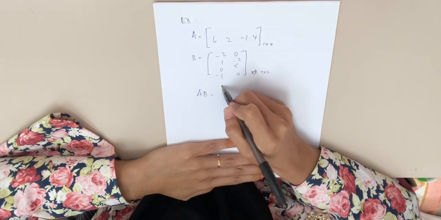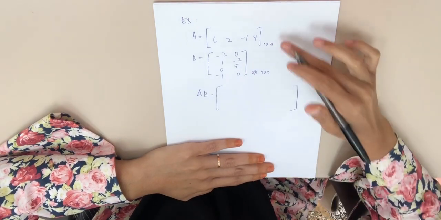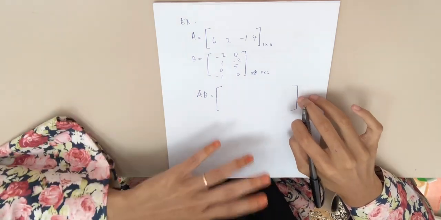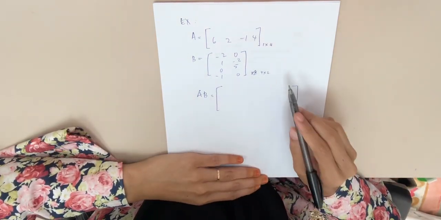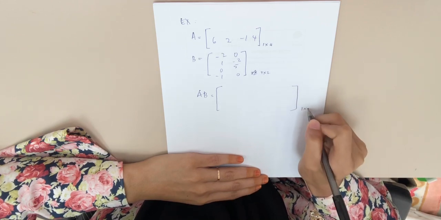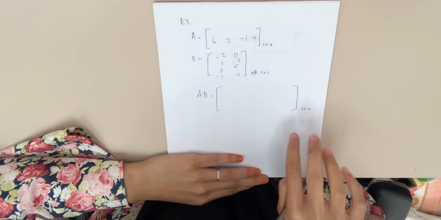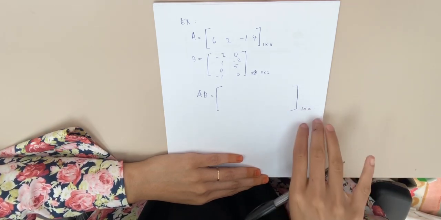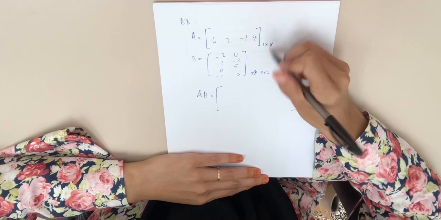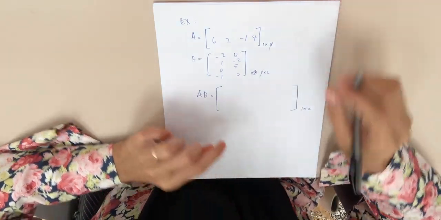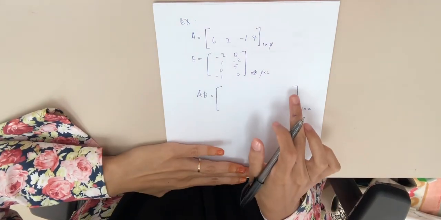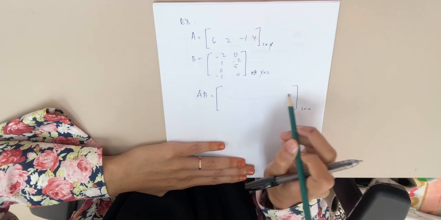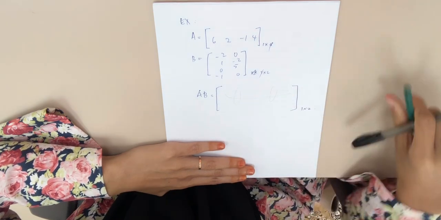Okay, so my question is, we want to find A times B. Based on the sizes that you have here, what's the size of the matrix that you should get? 1 times 2. Maksudnya you akan dapat matrix yang bersaiz 1, 2, which is 1 row, 2 column. Because this is 4, right? So now we know that we have only 1 row, but we have 2 column.